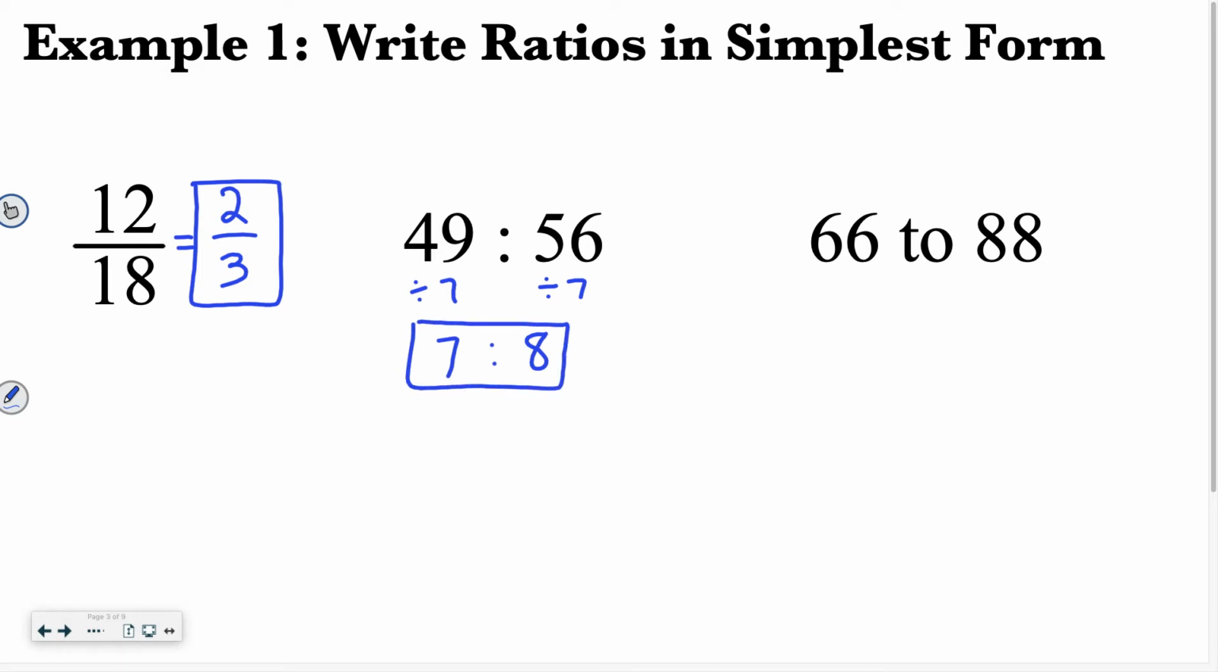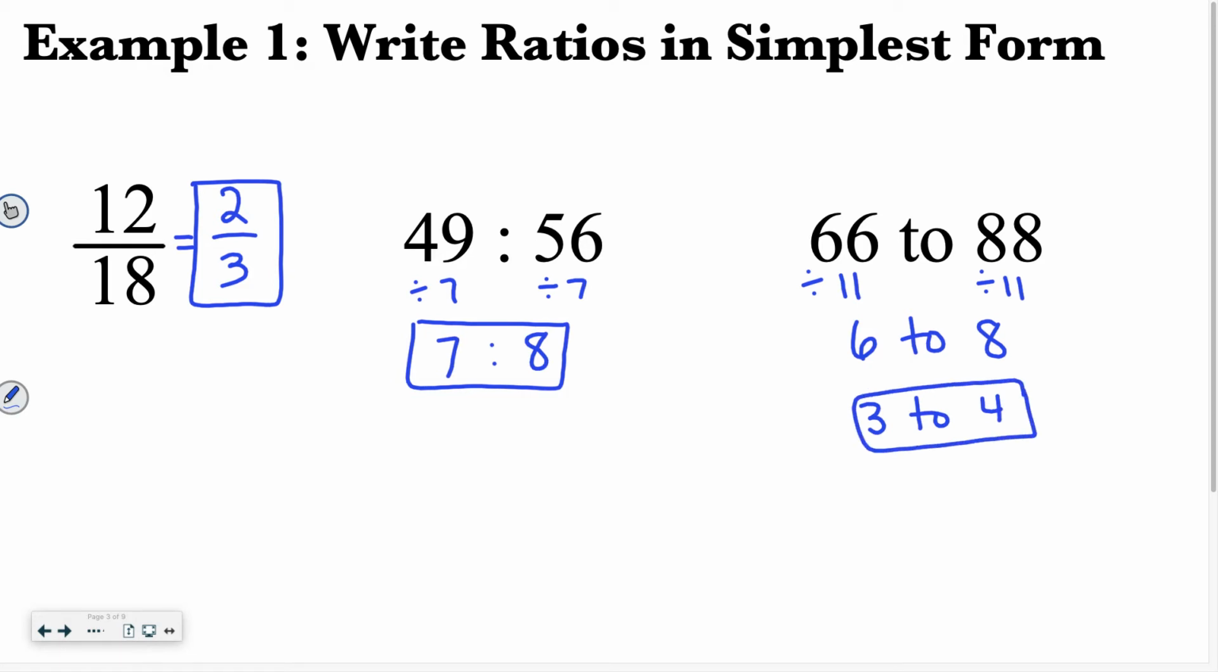Then the last one, we have 66 to 88. And a lot of you like to say, oh, that's easy. 11 goes into both of those because the number repeats. And you're absolutely right. So I can write 6 to 8. But then I want to look and say, does anything go into both 6 and 8? Yes, a 2 goes into both of those. So I would be left with 3 to 4 as my final answer.